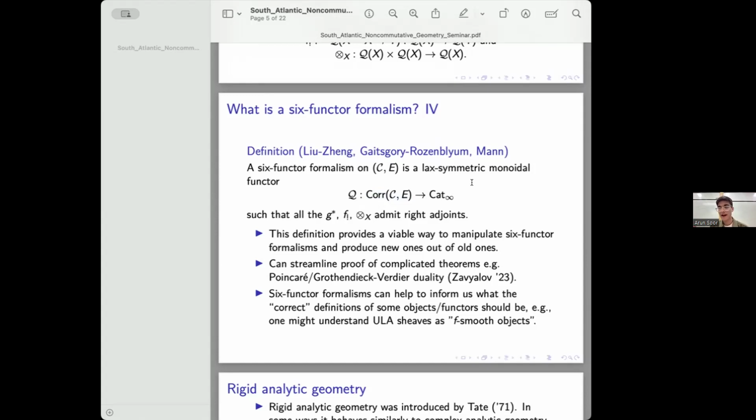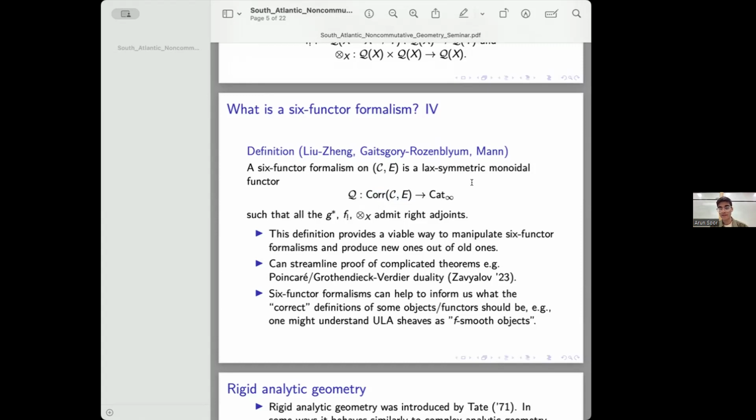Why do we care about this definition? Firstly, this succinct definition provides a viable way to manipulate six-functor formalisms and produce new ones out of old ones. Previously, this was something which was very difficult. It can also be used to streamline the proof of some quite complicated theorems.